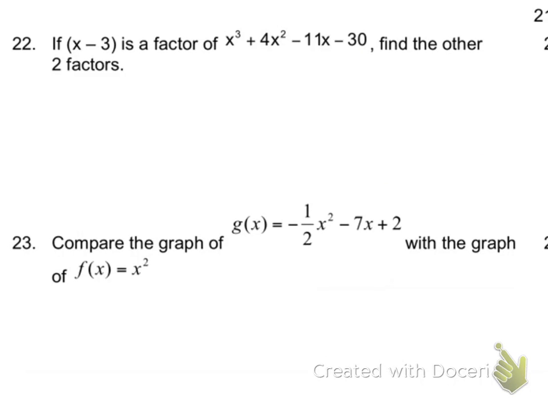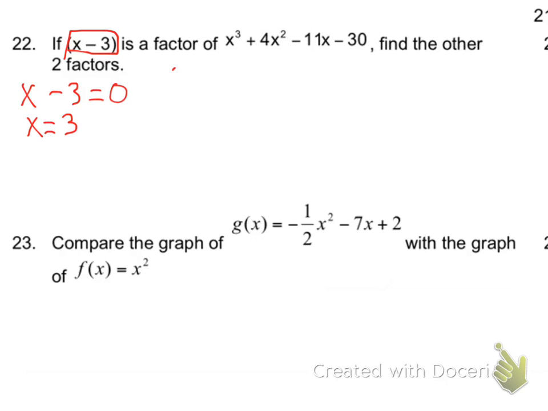If x minus 3 is a factor of x to the third plus 4x squared minus 11x minus 30, find the other two factors. We can find the other factors by using synthetic division. We know x minus 3 is a factor, but we're using it to find the other factors. So you take x minus 3, set it equal to 0, and find that x equals 3.